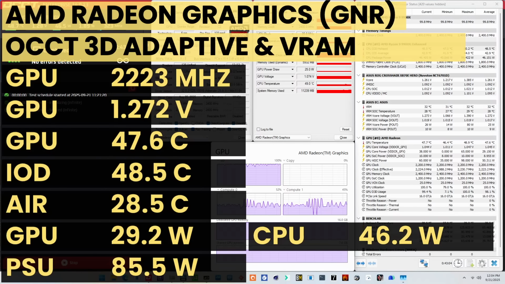When running the OCCT 3D adaptive and VRAM combined stress test, the average GPU effective clock is 2223 MHz with 1.272 volts. The average GPU temperature is 47.6 degrees Celsius, and the average GPU core power is 29.2 watts. Of course, we can override the power consumption limits by enabling Precision Boost Overdrive, and that's exactly what we'll do in our very first overclocking strategy.